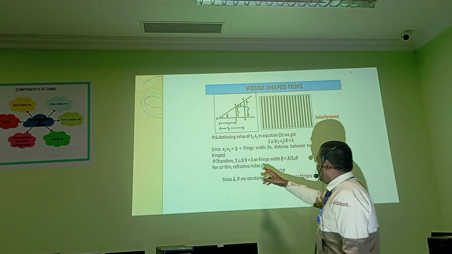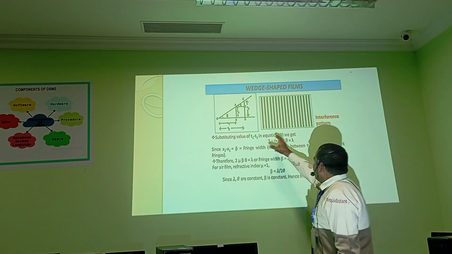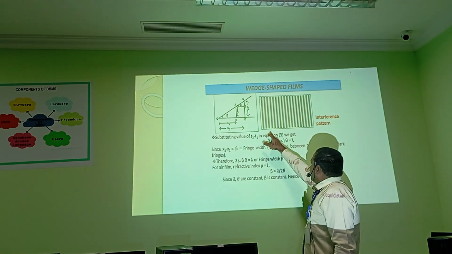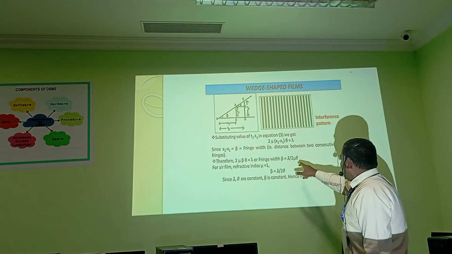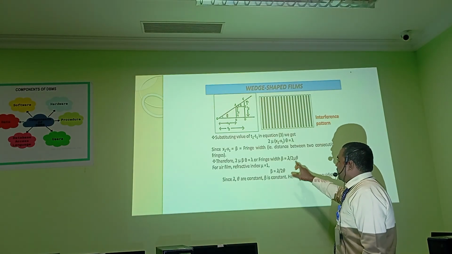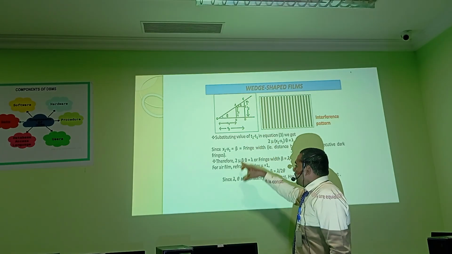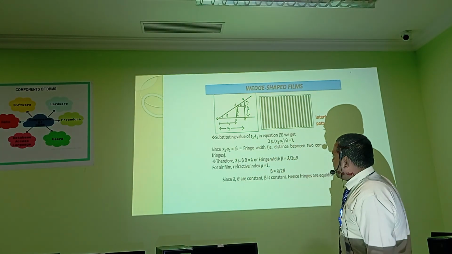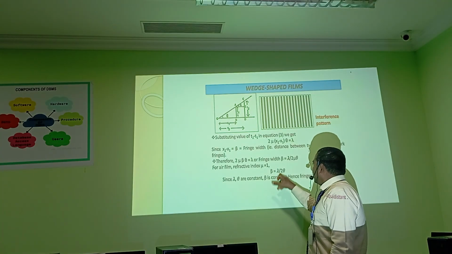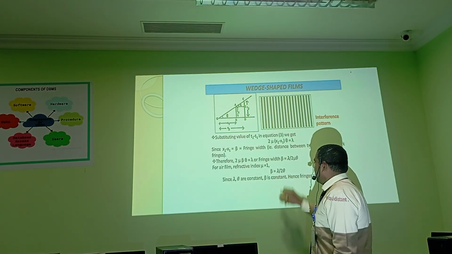Therefore, 2 mu t cos r equal to lambda. Beta is the fringe width, the difference between dark and dark or bright and bright. The fringe width beta equals lambda divided by 2 mu theta. Therefore, the refraction is followed by the medium. For air, mu equal to 1, the refractive index mu equal to 1. Therefore, beta, the fringe width, equals lambda by 2 theta.